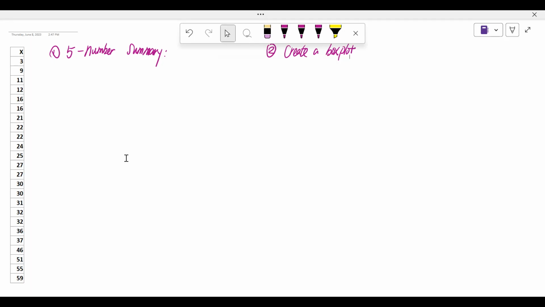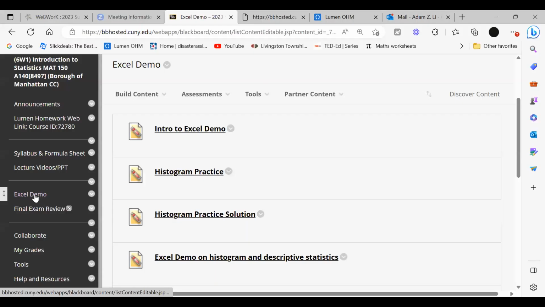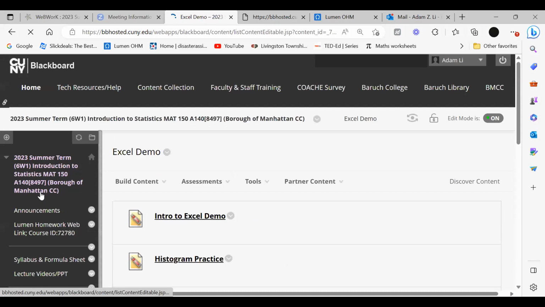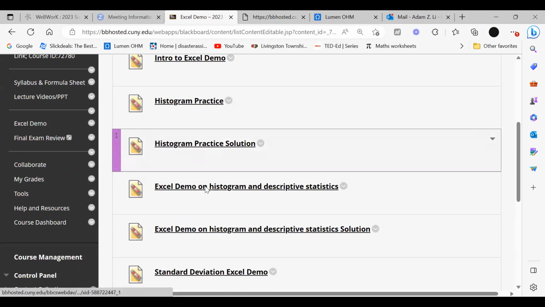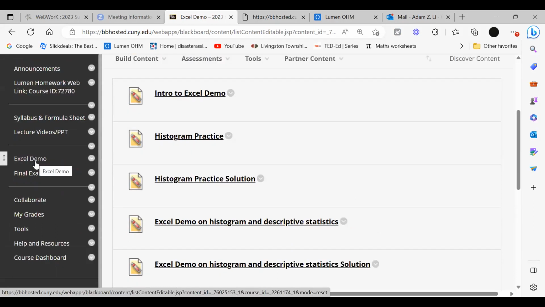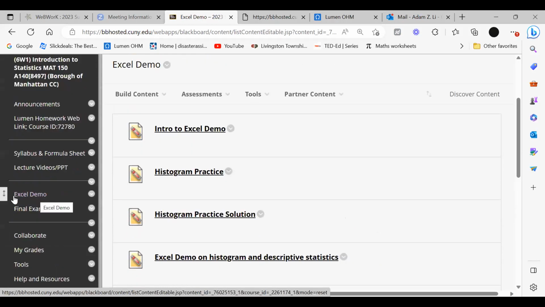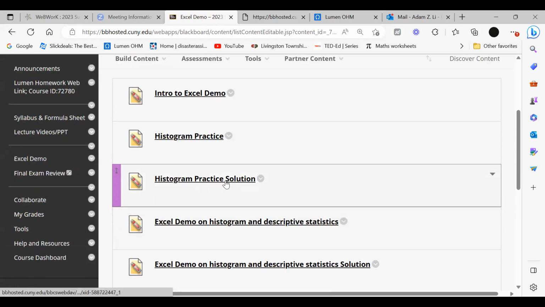Professor, I can't find this file. Is it task 3 or task 4? Task 4, yeah? No, you go to Blackboard, then go to Excel demo. Don't open the lecture and video or task 4. Go to Excel demo, and then open the histogram fractal solution. Okay, right, fine.